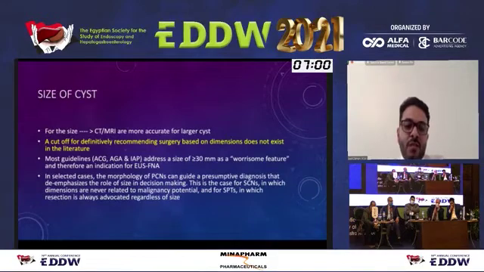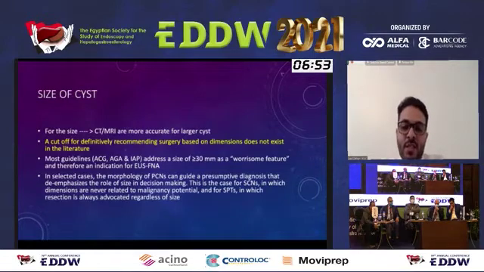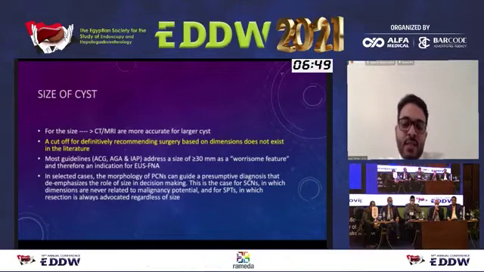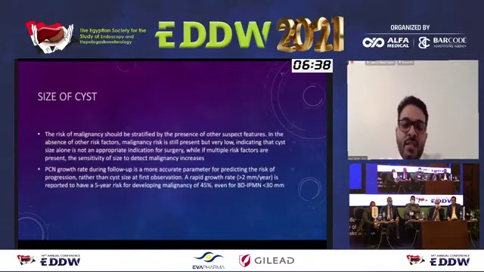Size of cyst. For small cysts, endoscopic ultrasound is more accurate. For larger cysts, CT and MRI are more accurate to determine the size of the cyst. Now, most of the guidelines address a size of more than 3 centimeters as a worrisome feature, and therefore an indication for endoscopic ultrasound evaluation and FNA. However, size itself is not an indication for surgery.